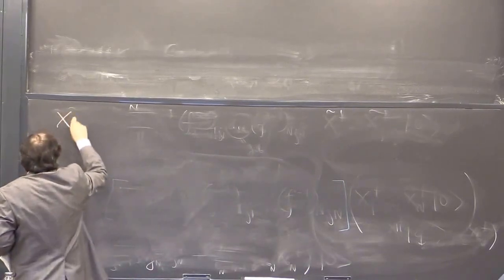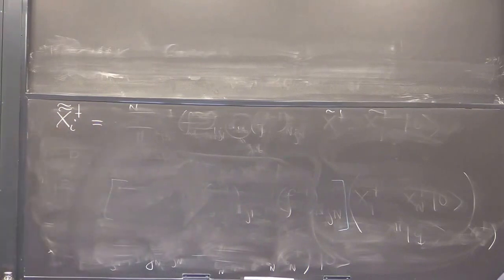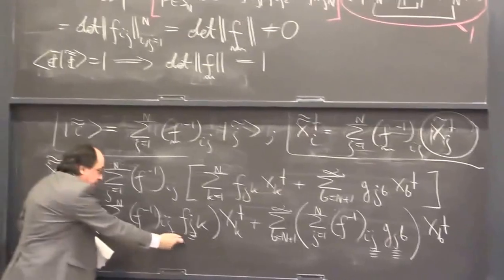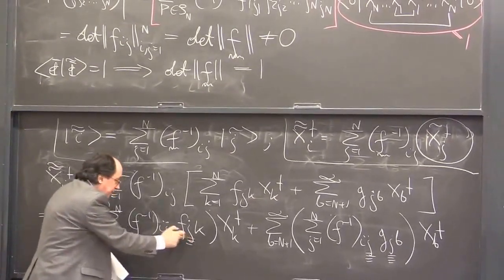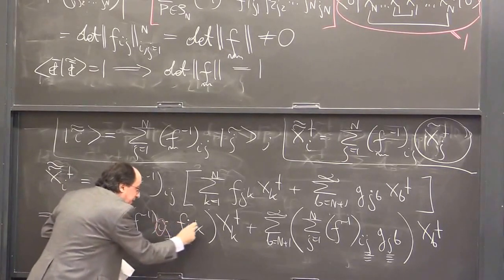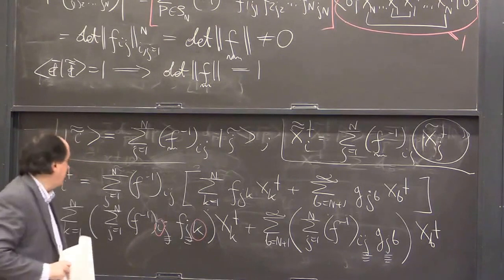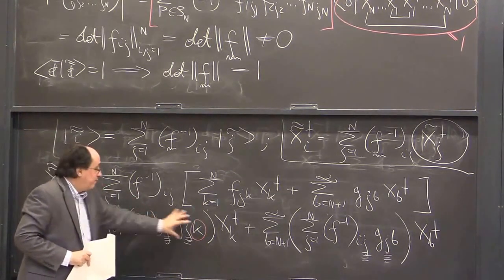So I'll start right here. xi dagger double tilde equals. If you look carefully at the first summation, you are multiplying f to the minus 1 by f and taking up the i, k matrix element of this matrix product. You can clearly see we're having a multiplication of the rows of f to the minus 1 with columns of the f.